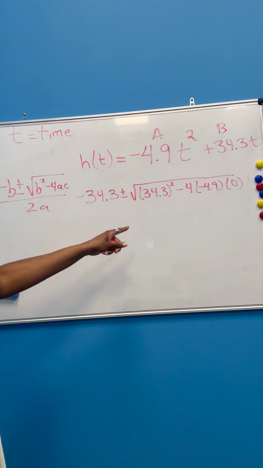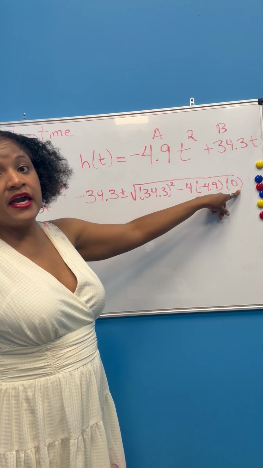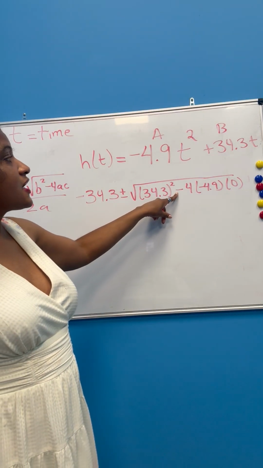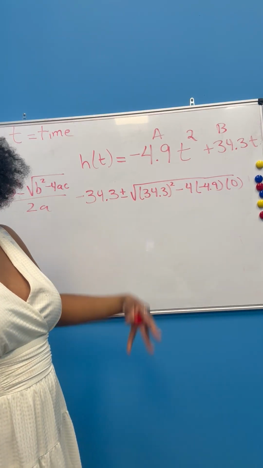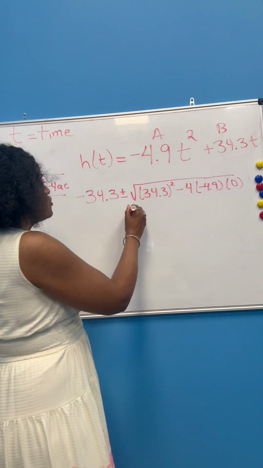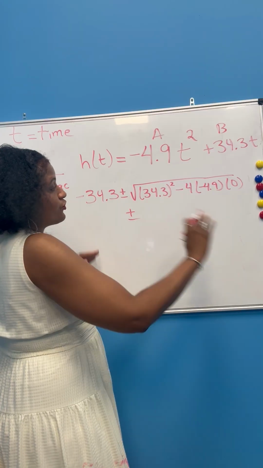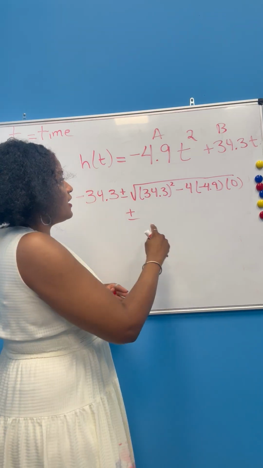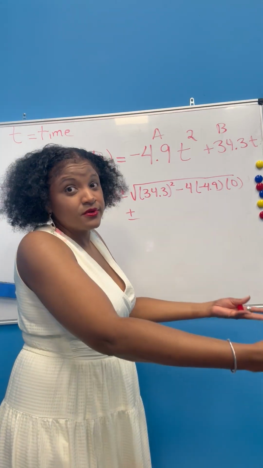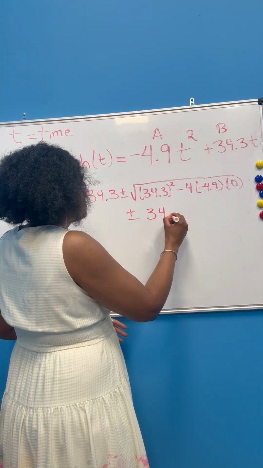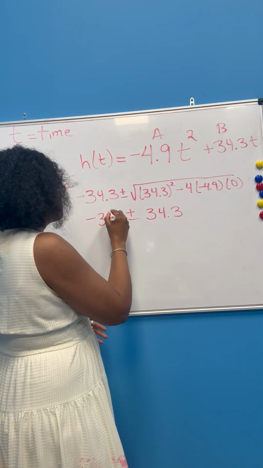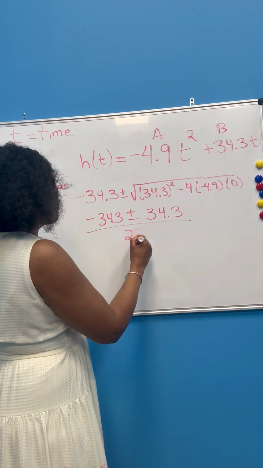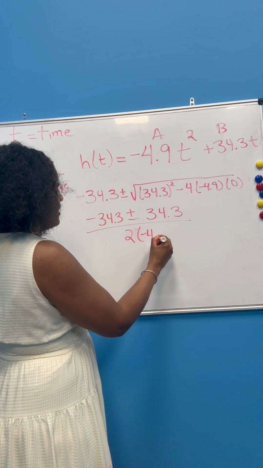Automatically here what I see is, I know this part is going to be 0. Anything times 0 is going to be 0. I have 34.3 to the second power, but I'm also taking the square root of it, so they cancel each other out. All I will have is 34.3 minus 0, but 0 is nothing. So we're just going to have 34.3, over 2 times negative 4.9.